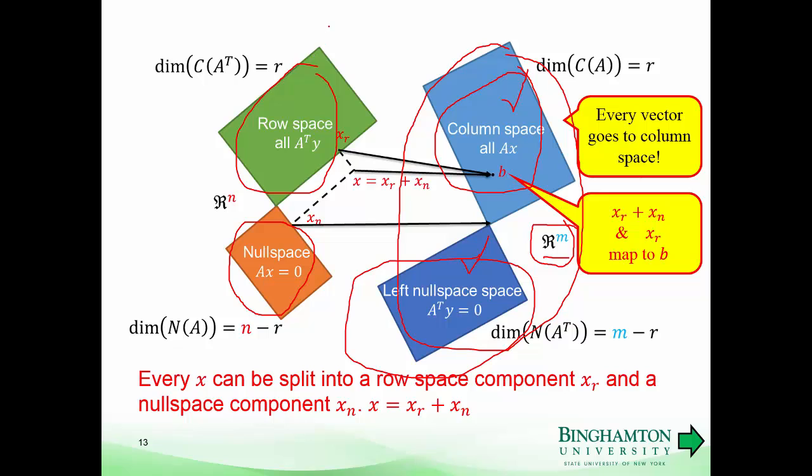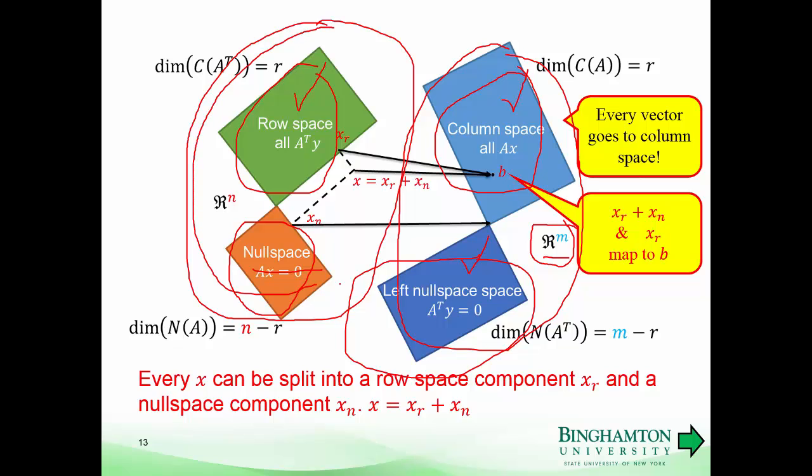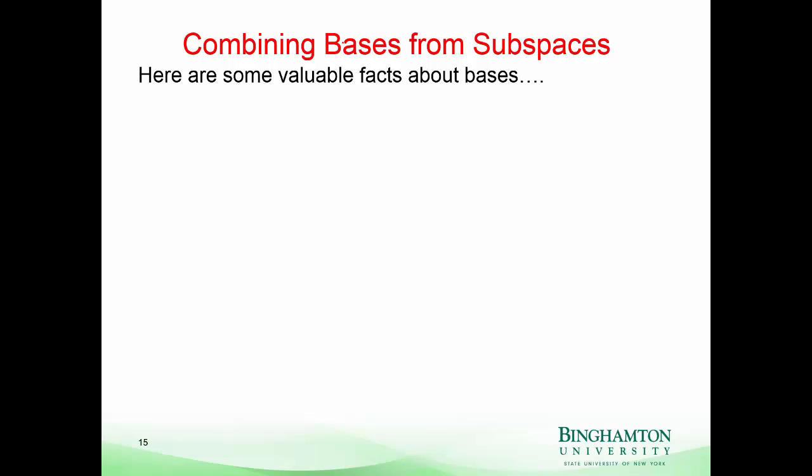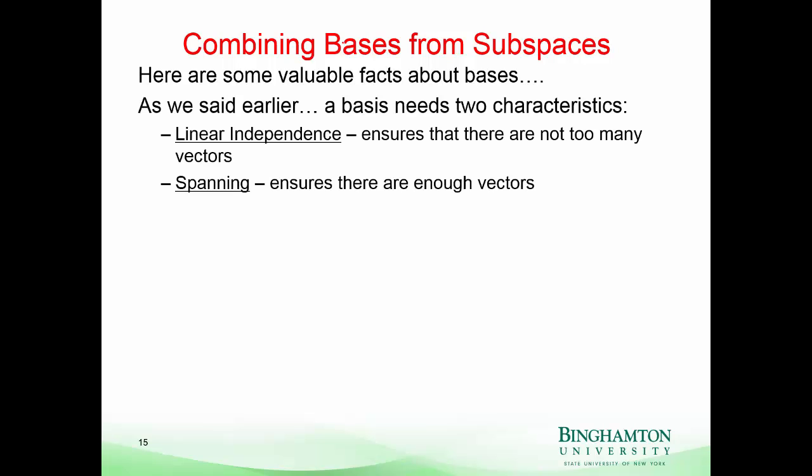And likewise over here, we've got Rn is the whole space over here. Part of it is being spanned, the row space is being spanned by its basis. The null space is being spanned by its basis. And if we take the union of those two bases, we get a basis for the entire space. And that's what this last little bit is about here, combining bases from the subspaces.